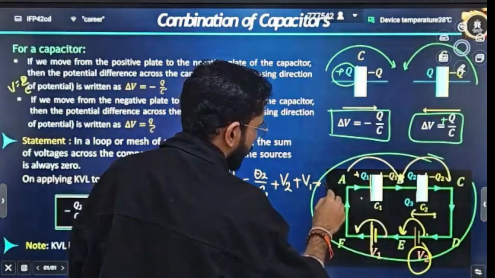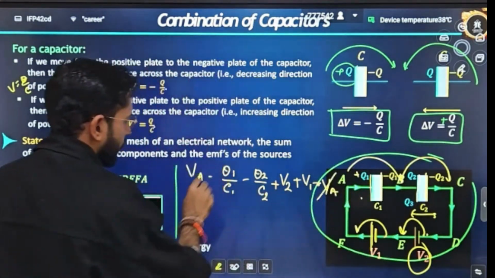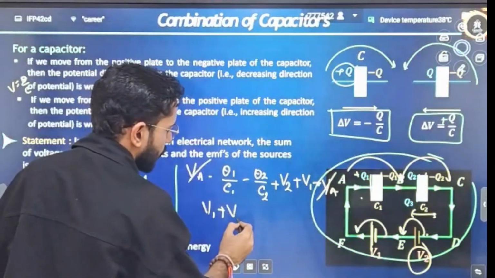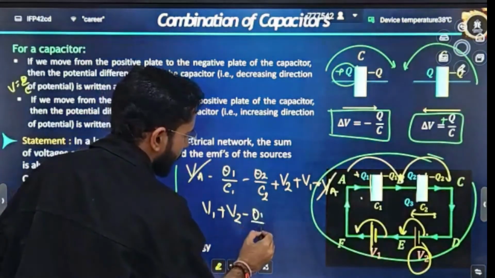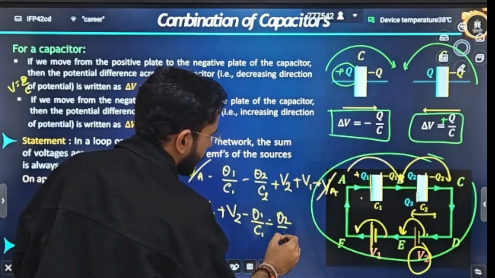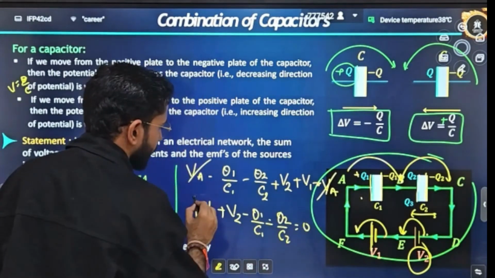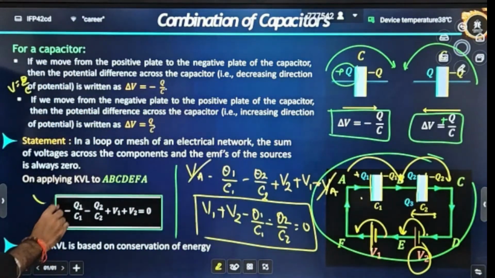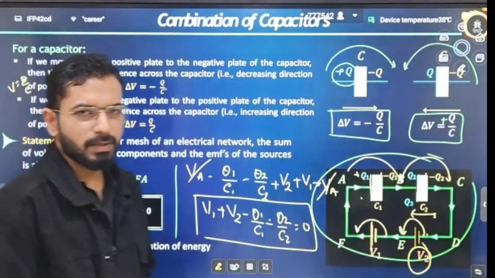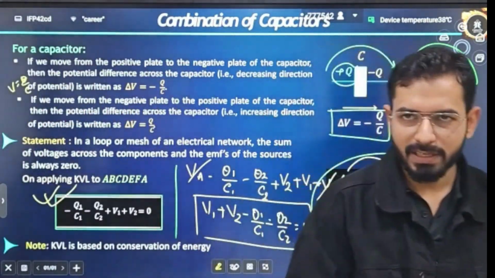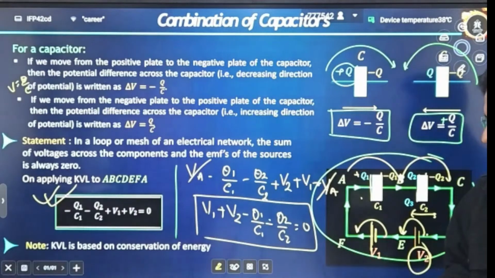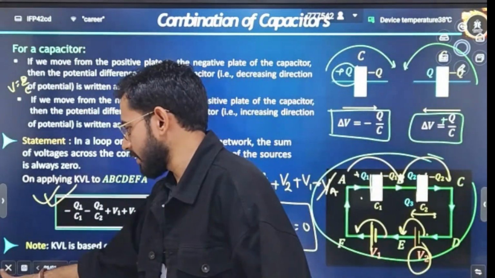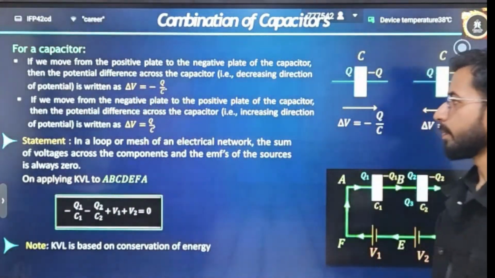And now again you reach the same point A. This VA cancels out, and the net equation you can write for this KVL is V1 plus V2 minus Q1 by C1 minus Q2 by C2 is equal to 0. This is the way you will apply KVL in any kind of loop. This will be the final equation. It has a wide spread of applications. When you are in the question series, we will see a lot of applications, not only for the capacitance topic, it is also valid for current electricity. In the same way, we apply KVL there also in any kind of loop.